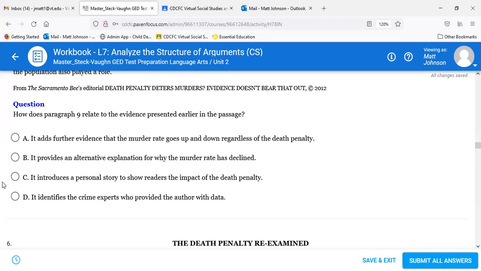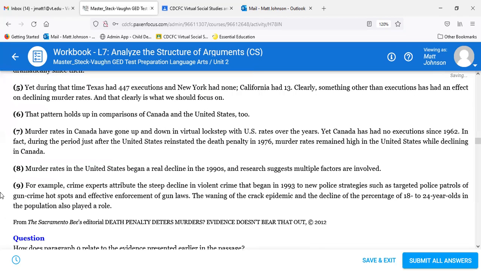Is it A? It's B. So it provides an alternative explanation. One thing, and this makes it really thorough: refuting the fact that the death penalty decreases crime or decreases murder, they're adding here other reasons we may have seen a drop in the murder rate.